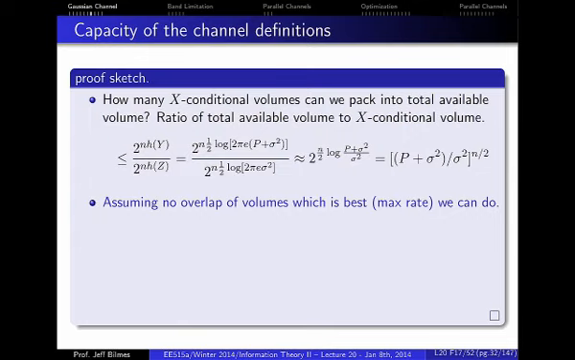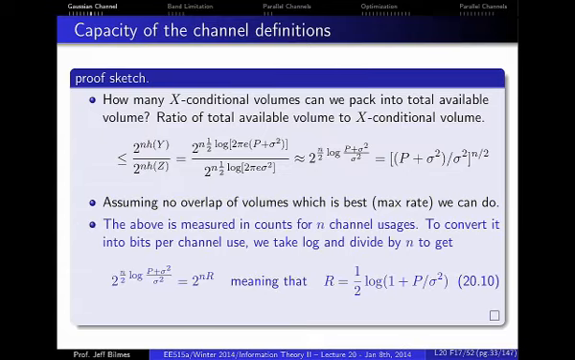And the assumption here is that there isn't any overlap in volume. Obviously, if we were to have the x conditional volumes overlap with each other, we could fit more in, but that would lead to an error. So the whole point is that we can't have them overlap, otherwise we're going to get error. And so we get this rate. We can just equate this, and we get that this is the rate. Again, 1/2 log of 1 plus the signal-to-noise ratio.